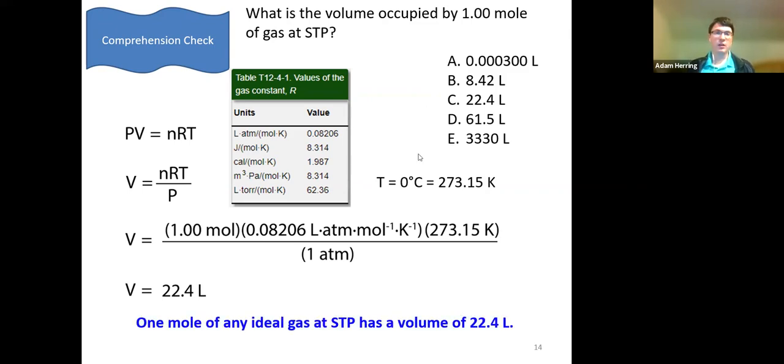And it turns out that any ideal gas at STP is going to have a volume of 22.4 liters. That value you can actually find on your data sheet.